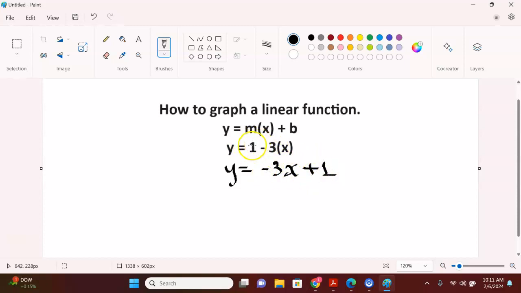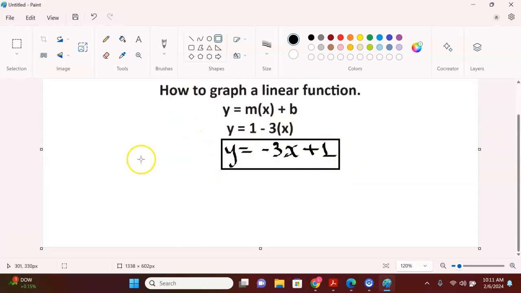So the 1 is my y-intercept, and the slope is the negative 3. Now you can rewrite that in slope-intercept form. There are quite a few different ways to graph a linear function in slope-intercept form.